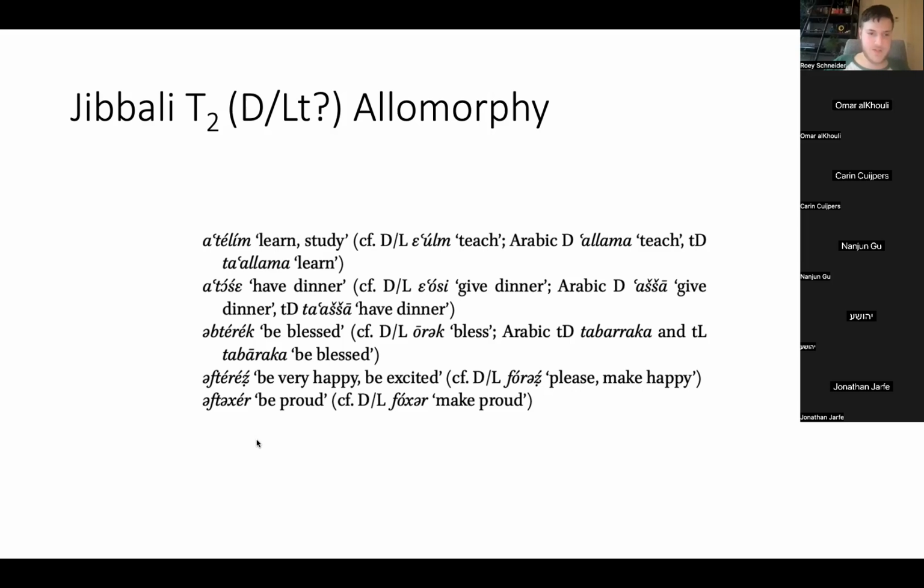Does anyone that is not Jonathan remember why here there is an A that is stressed and here there's a schwa? Are you just shy, or is it really too complicated, or am I not doing it right?